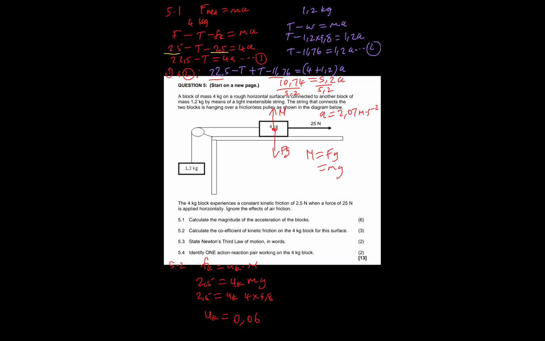Then we have the second last, which is Newton's third law. So for Newton's third law, guys, that's a statement, ne? It says that when object A exerts a force on object B, object B simultaneously exerts an equal force on A, but in the opposite direction. That is Newton's third law. Please write down the statement.